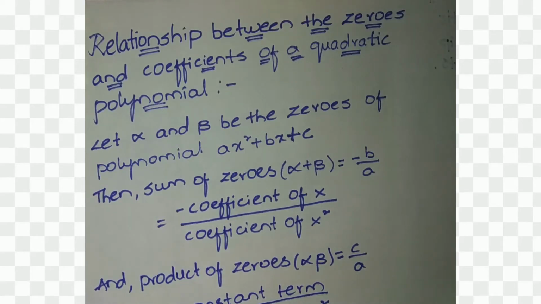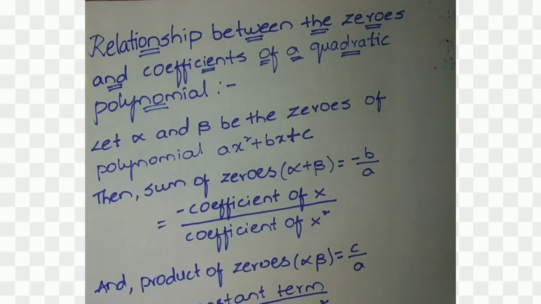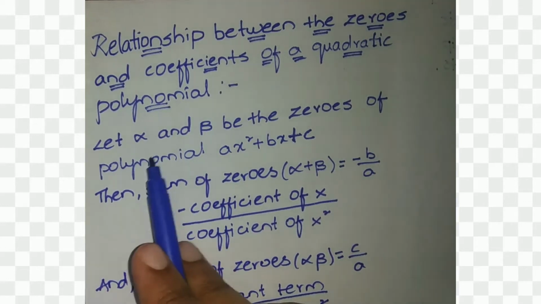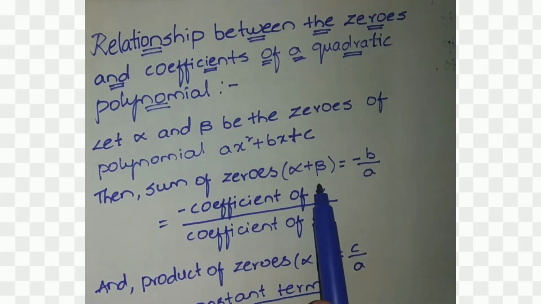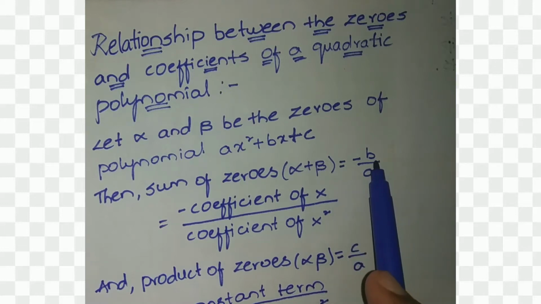Hello friends, in this video we will learn the relationship between the zeros and the coefficients of a quadratic polynomial. So let us assume alpha and beta be the zeros of the polynomial ax square plus bx plus c. So the sum of zeros is nothing but alpha plus beta. Alpha plus beta is equal to minus b by a.